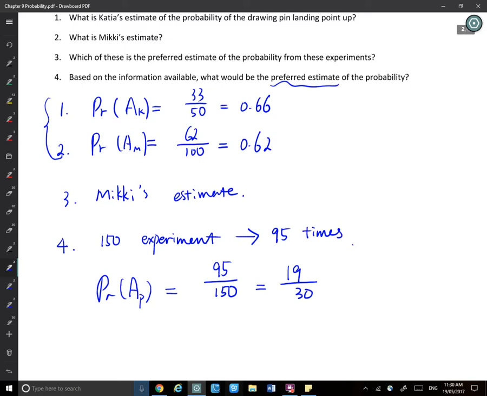The more the better, just remember that. So how can I create more? I have played 50 times, we have played 100 times, and in total we have played 150 times. That's the more preferred one.